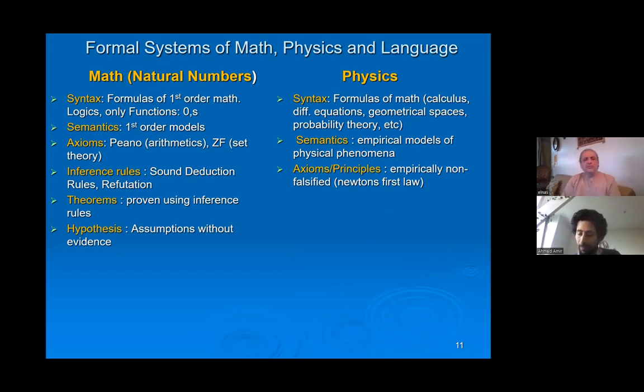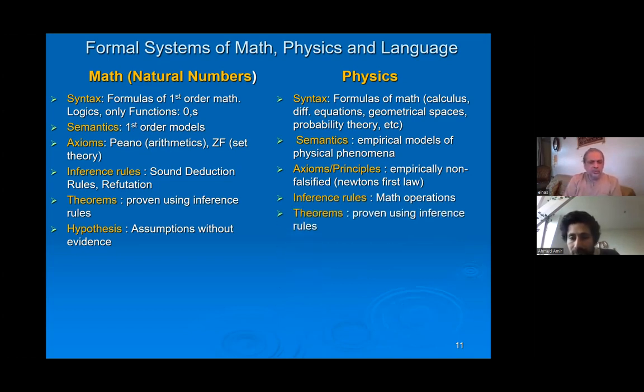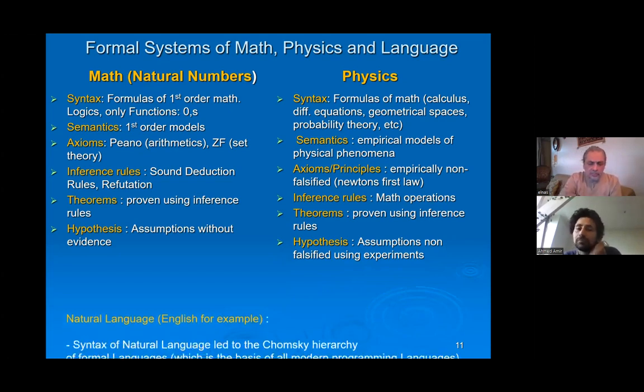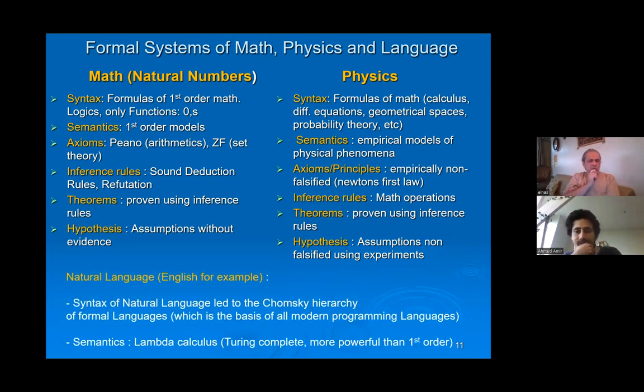Our axioms and principles are empirically non-falsified, like for example, Newton's first law. Of course, I'm not going to build physics on a principle where I can do an experiment which falsifies it. The principle should be not falsified. Inference rules are math operations, and you prove the theorems like you do in math, using the mathematical operations. Now, the hypotheses on which physics is built are assumptions not falsified by experiments.